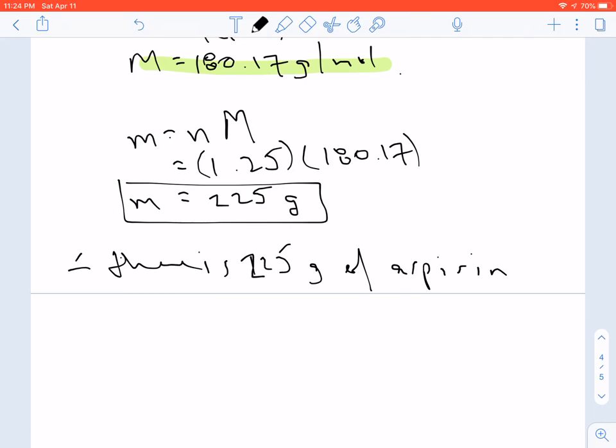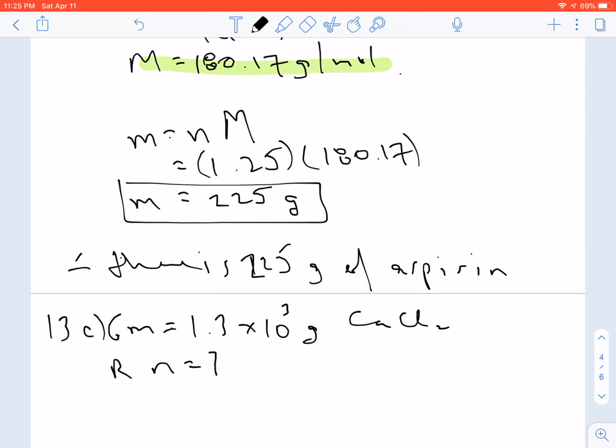Okay, let's move on to 13 from the homework, and again I'll choose C. So it says, for each of the following masses, calculate the number of moles. So C tells me that I have the mass, little m, equal to 1.3 times 10 to the power of 3 grams, and the chemical is CaCl2, calcium chloride. It's my given. My required to find is, for each of the following masses, calculate the number of moles. Calculate little n.